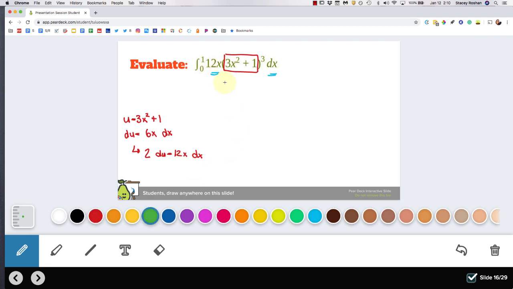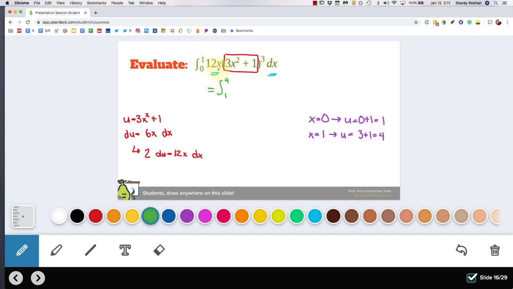So at this point, I'm ready to go to all u's. I'm committing to all u's. You can't mix and match u's and x's, all right? So if I'm committing to u's, then I need to change these bounds because these were x bounds. If my x was 0, then what is my u? My u is going to be 3 times 0 squared, which is 0, plus 1, 1. If my x was 1, then my u is 3 times 1 squared, which is 3, plus 1, which is 4. My new bounds are going to be 1 to 4.